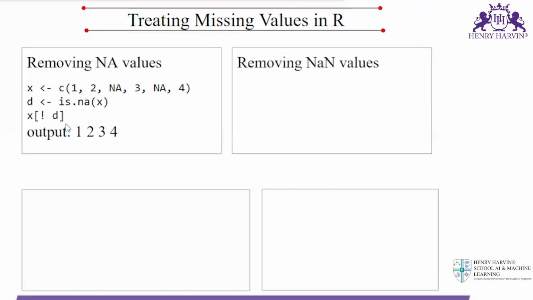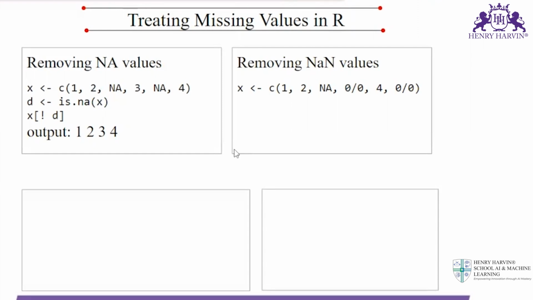Next is how to remove NaN. NaN means not a number. So first we should understand what NaN is. NaN means that it is not a number, wherein we are dividing a number by zero, or it cannot be a proper number that can be identified. That is also considered a missing value in the data set.